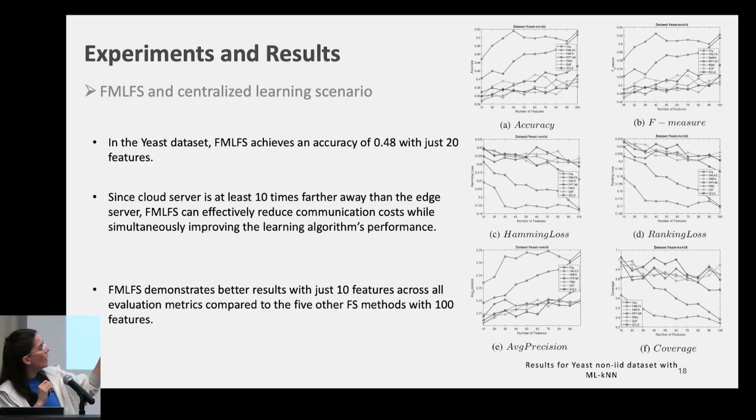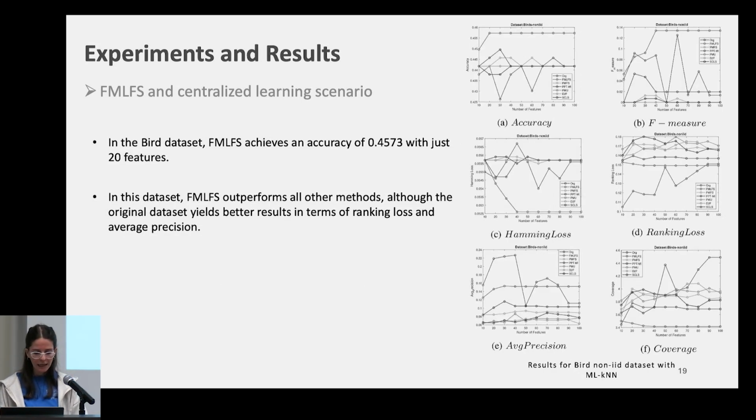And for other metrics like F measure, Hamming loss, and ranking loss, you can also see that with, for example, 10 or 20 features, the proposed method can obtain better results compared to other methods with, for example, 100 features. And this is for the other dataset, the BERT dataset. Again, for example, in accuracy, you can see that with only 20 features, we have better results compared to other methods with, for example, 100 or 90 or 80 features.